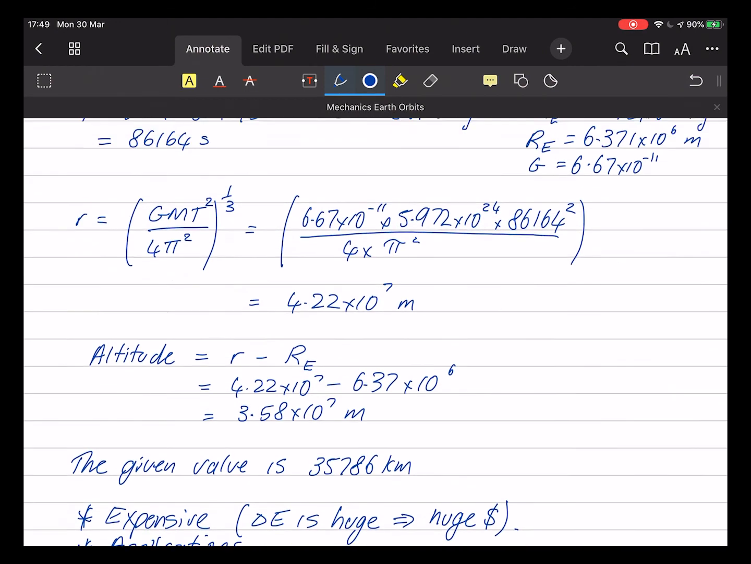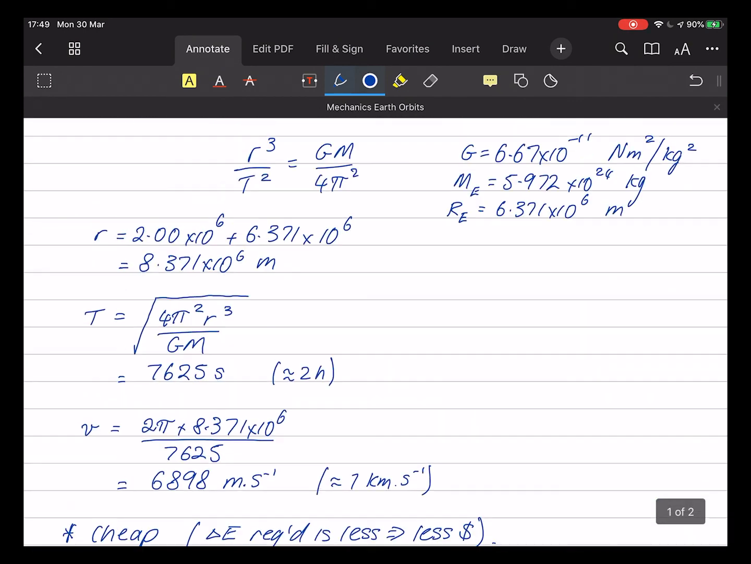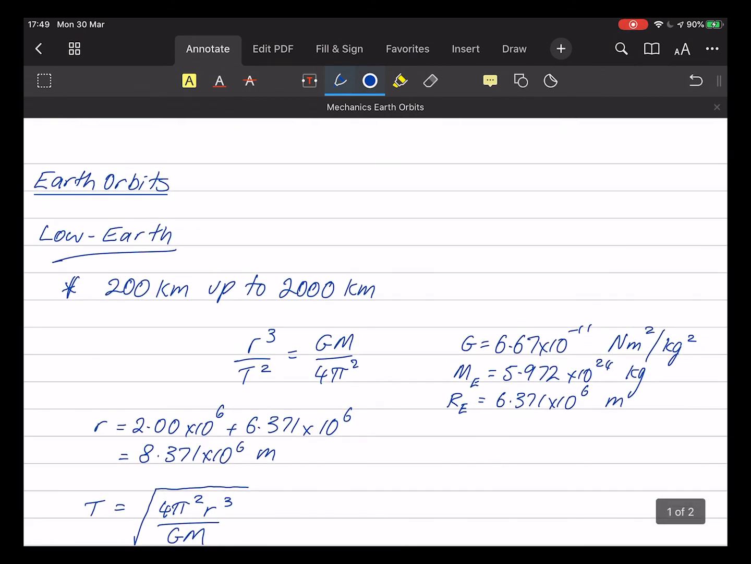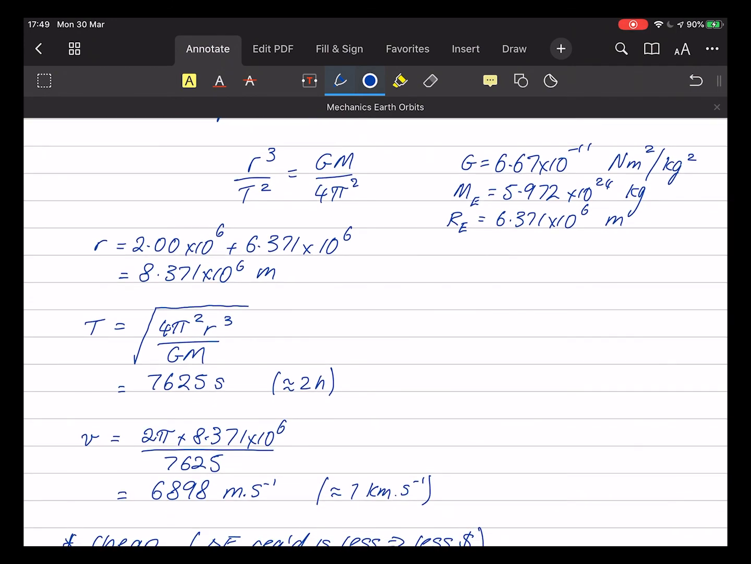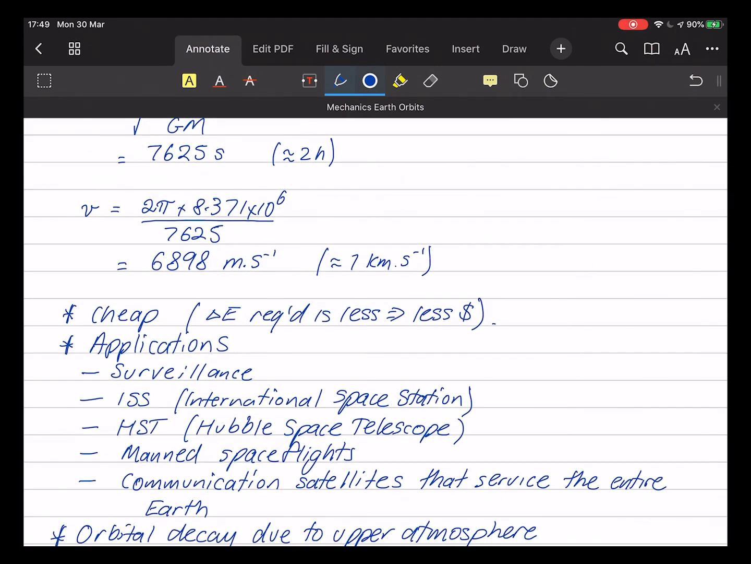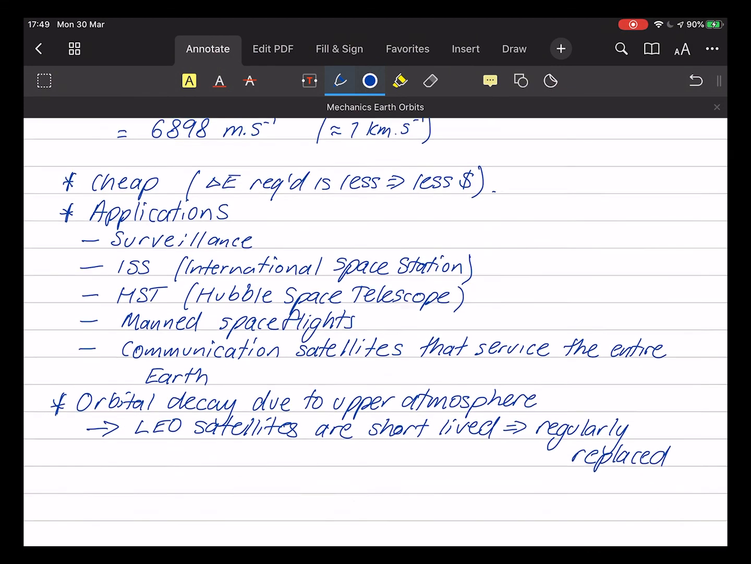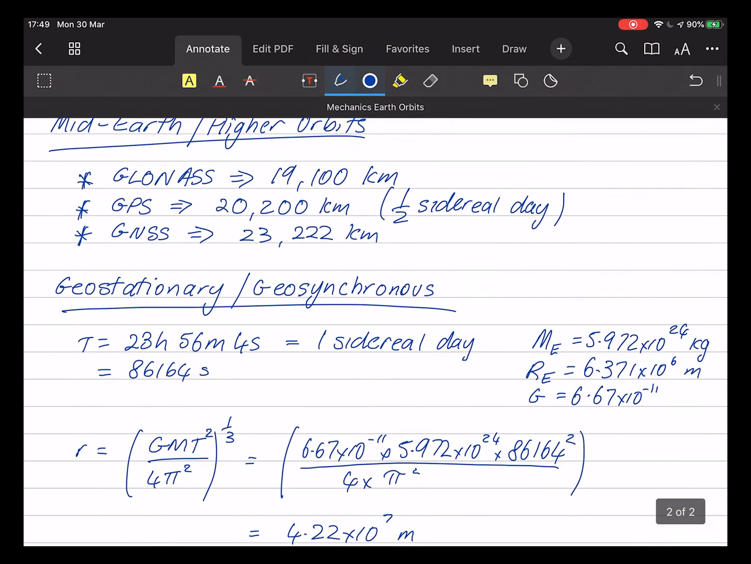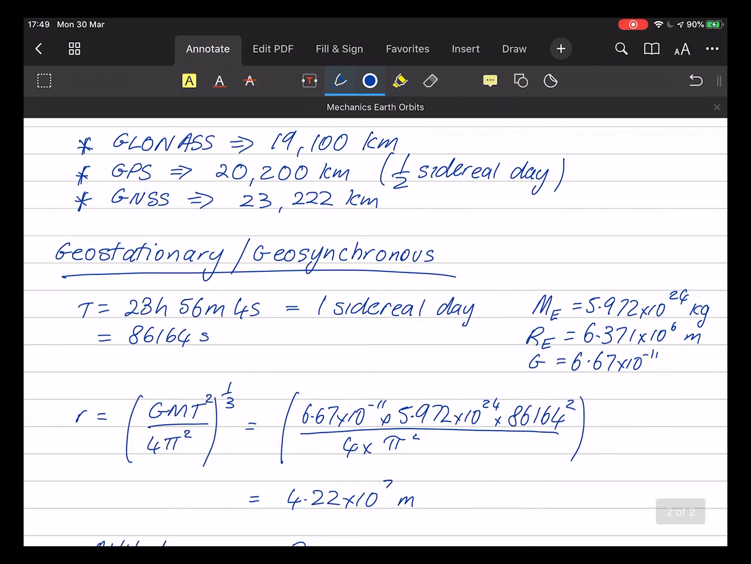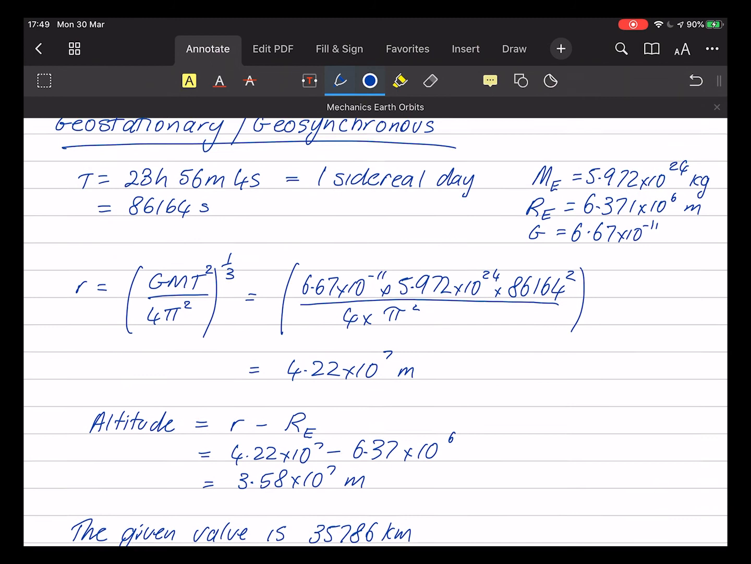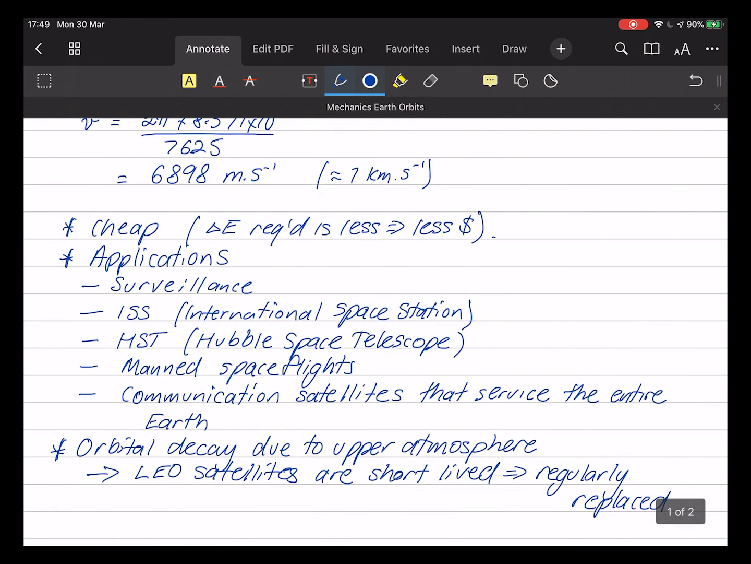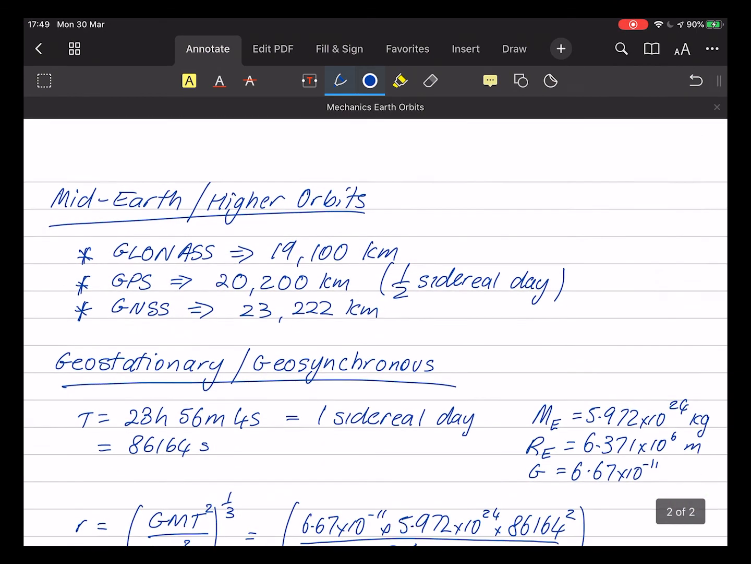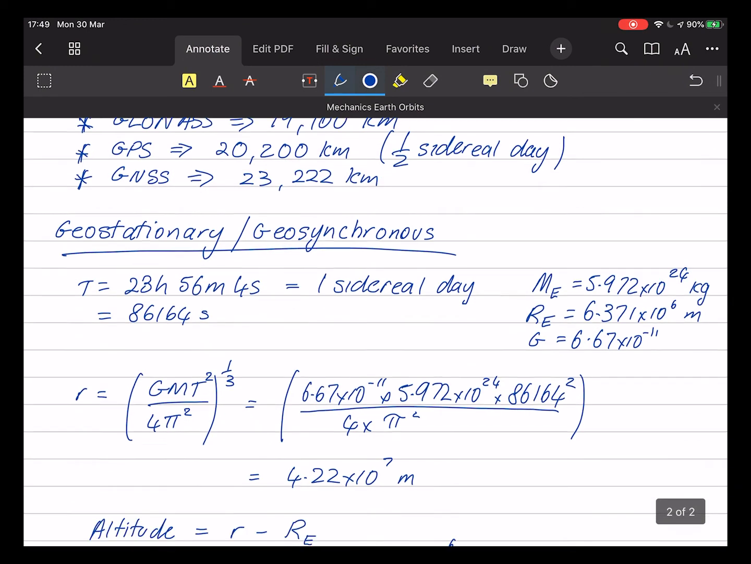So that should do it for this particular lesson. Just to recap, the kinds of things you'll have to do is, maybe if you're given a particular altitude, to find a period or an orbital velocity. Or likewise, if you're told what the period will be, then to calculate what the altitude should be. And you need to be familiar with what the commercial uses are at these various altitudes.